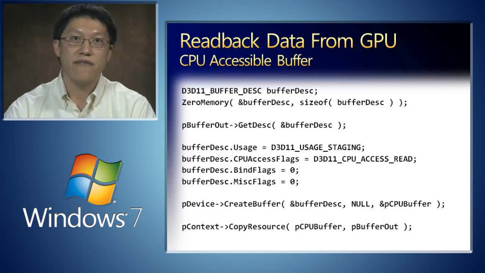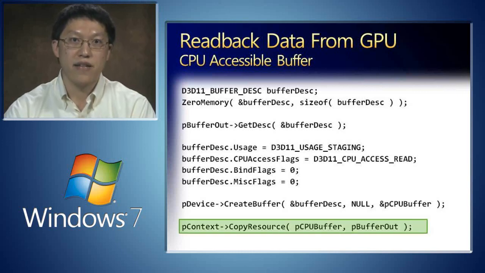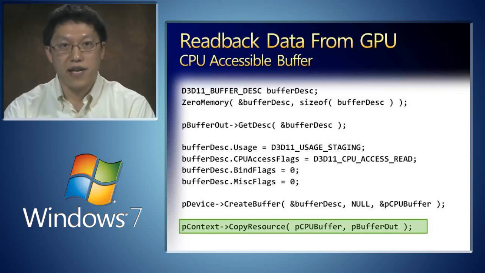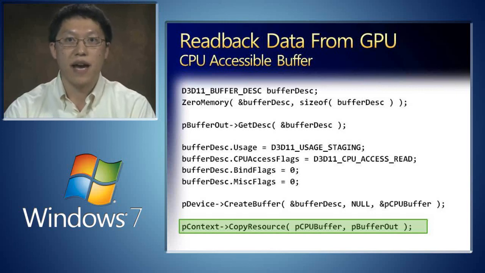So here I have a CPU buffer that I create, and then a call to copy resource. And this is the actual call to copy between the GPU buffer and the CPU buffer. And this is similar to doing a memcopy.